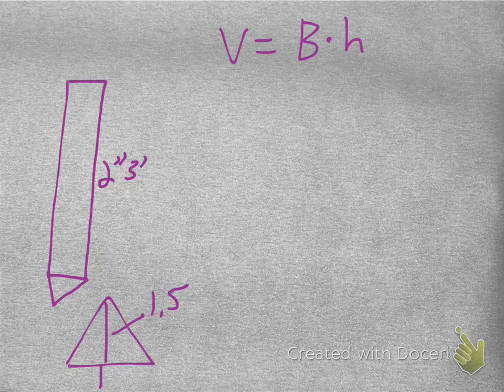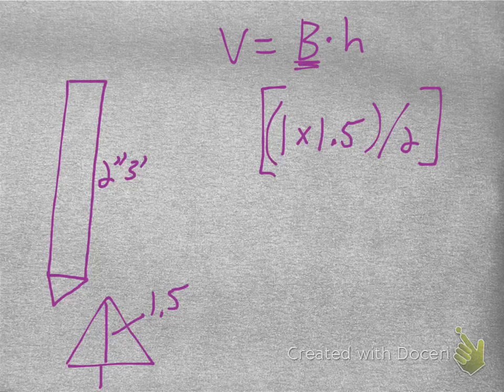Alright, so we're going to say 1 times 1.5. Alright, and then divide that by 2. If you look at how they wrote it on our answer choices, they just said divided by 2. Now, this right here is our area of our base, right? Now we got to multiply it by our height.